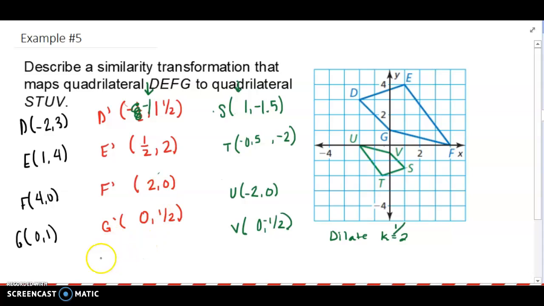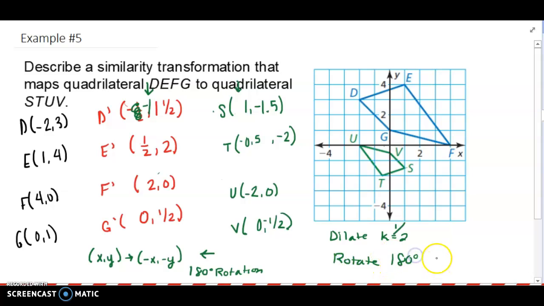So what I want is a rule that has (x, y) goes to (-x, -y). If I look through all of my rules, this is the rule for a 180-degree rotation. So first I'm going to dilate it by a scale factor of 1/2, or multiply all the coordinates by 1/2. And then I'm going to rotate it 180 degrees about the origin. And that is it.